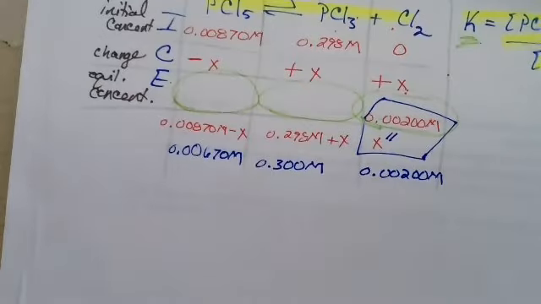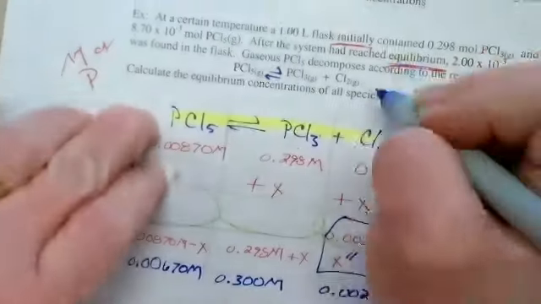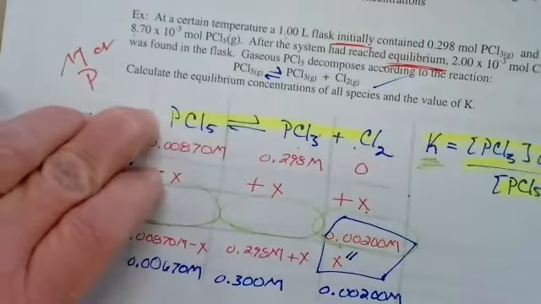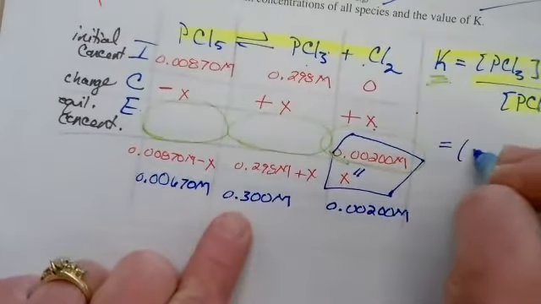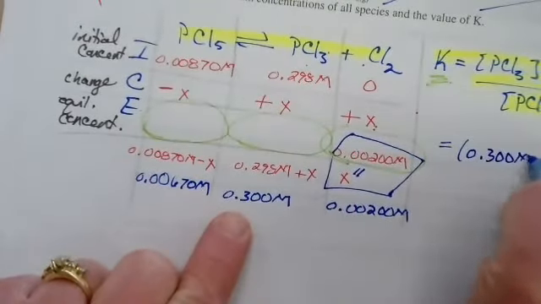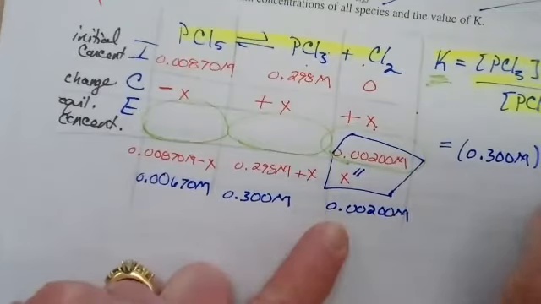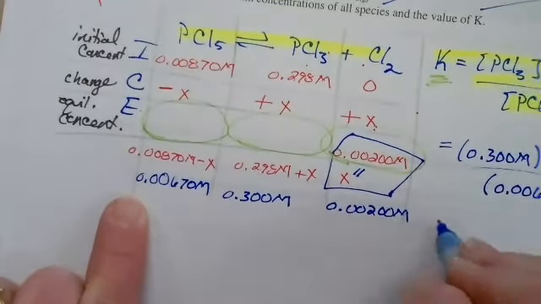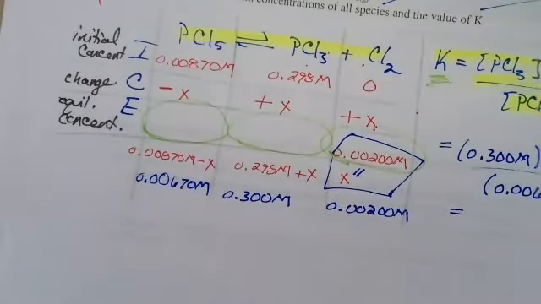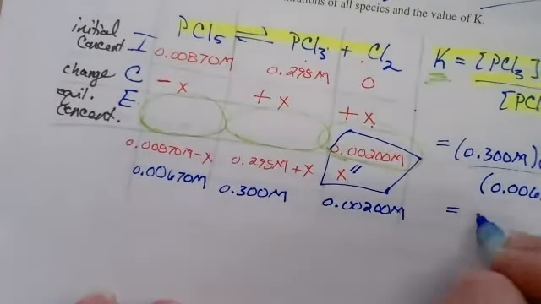Okay, and then we have equilibrium concentrations, but it also asks us for K. All I have to do is plug and chug. So the PCl3 and the Cl2. They're all just to the first power. And we get 0.0896.